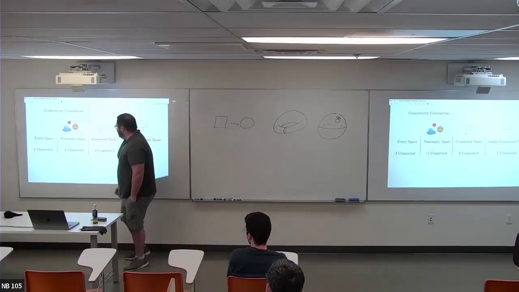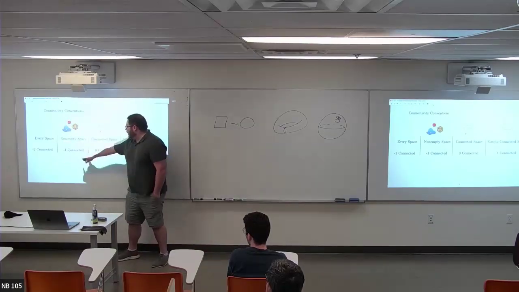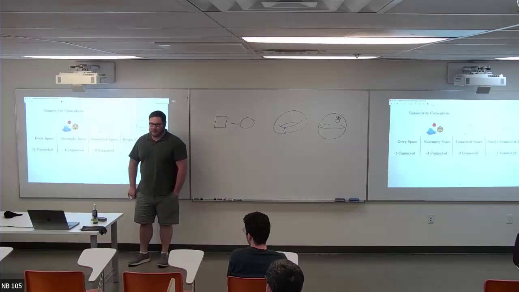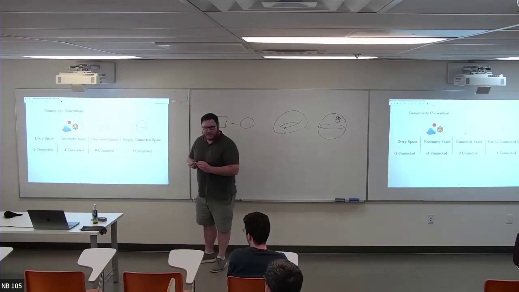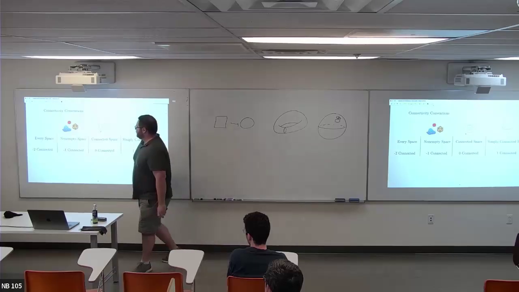Now, if the space is non-empty, I call it -1 connected, even if it's a whole bunch of random pieces. And then I say every space is -2 connected, okay? These are just numerical conventions.